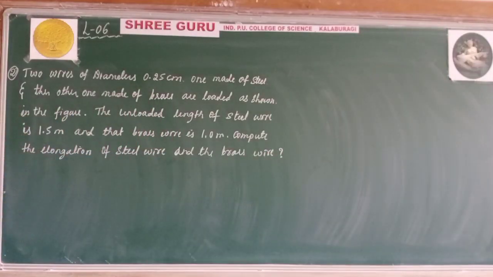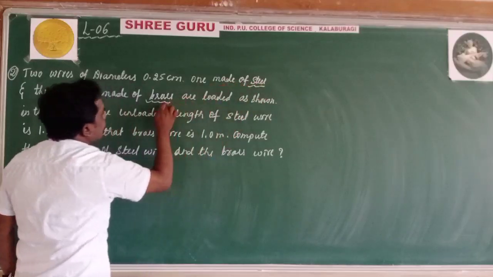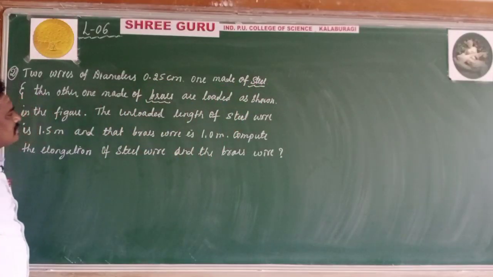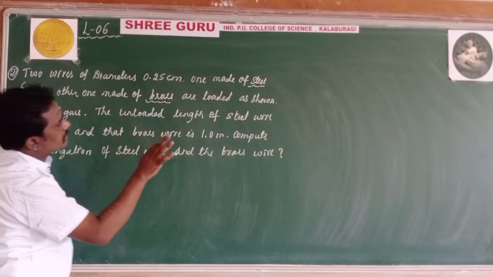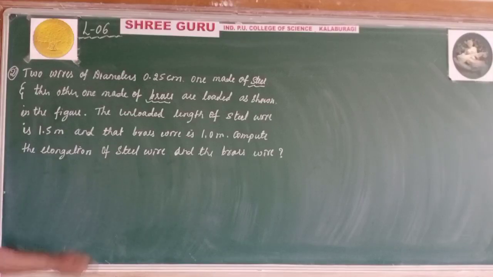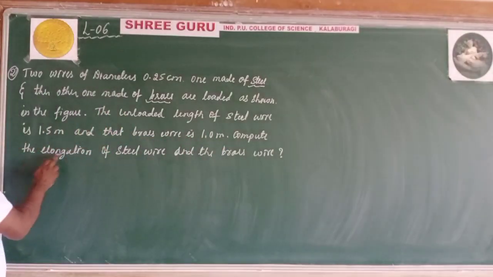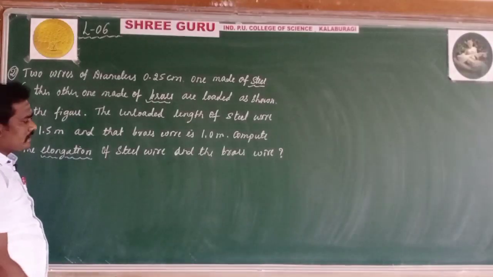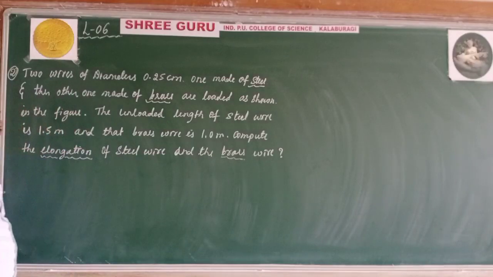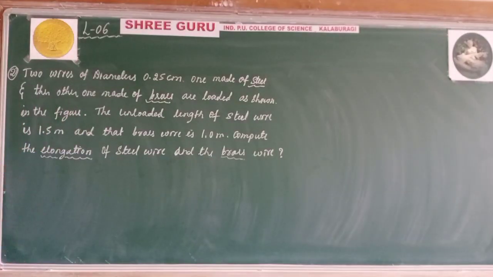They mention two wires of diameter 0.25 centimeter. One is made of steel and the other is made of brass. Both the diameters are the same, under the same load. The unloaded length of steel wire is 1.5 meter and the brass wire is 1 meter. Compute elongation. Elongation means change in length of steel wire and change in length of brass wire. Delta L for steel rod and delta L for brass rod. We should find that delta L.